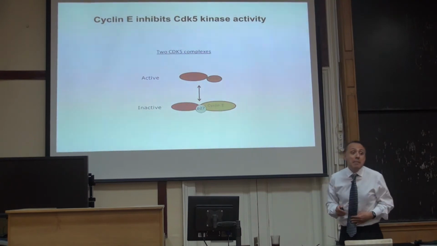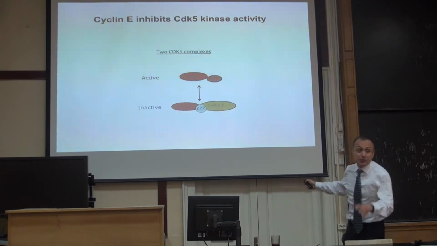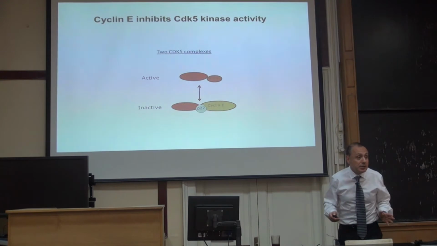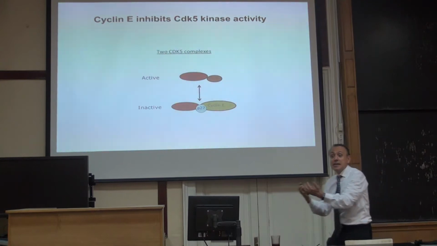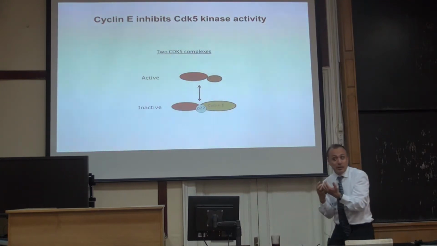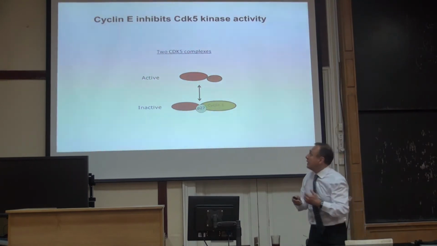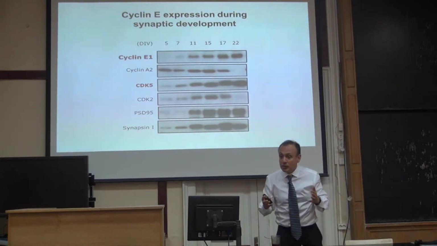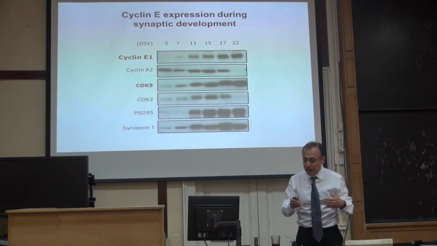So we proposed that maybe there are two kinds of complexes: the active textbook complex, which is P35, the activator of CDK5, together with CDK5, and then an inactive complex with cyclin E, CDK5, and P27. And then we hypothesize that cyclin E acts as an inhibitor of CDK5, as a titrator. Maybe it just takes away CDK5 from the active complex. Maybe this is the way the activity of CDK5 is being controlled. First of all, we need to know what this complex is doing. This is expressed in the adult brain, but there can be many different functions.